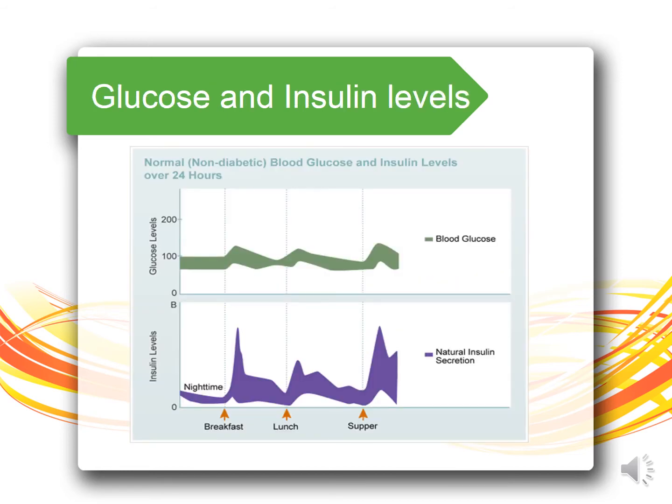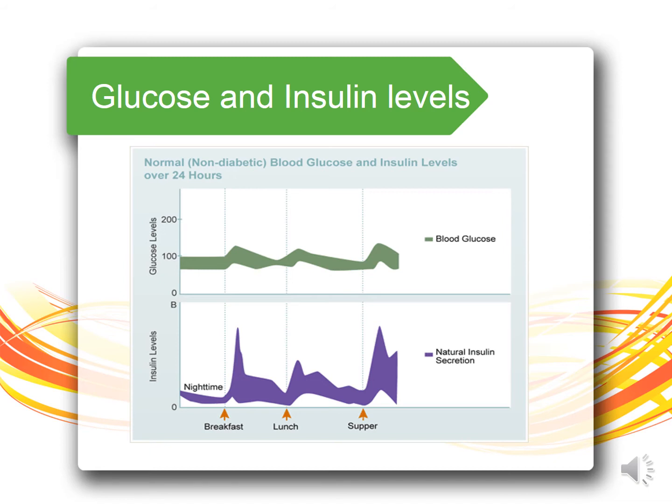This slide demonstrates what happens to glucose and insulin levels in an individual who does not have diabetes. The top graph measures glucose in milligrams per deciliter, which is the American version, whereas we measure it in millimoles per litre. However, the principle still applies. As you can see, the amount of glucose surge is different at each meal, and this is dependent on the amount of carbohydrate eaten.